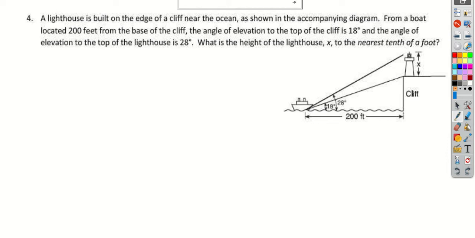diagram. From a boat located 200 feet from the base of the cliff, the angle of elevation to the top of the cliff is 18 degrees, and the angle of elevation to the top of the lighthouse is 28 degrees. So that means if the boat is looking up at the cliff, this angle of elevation from the water up is 18 degrees. So 18 degrees for this.